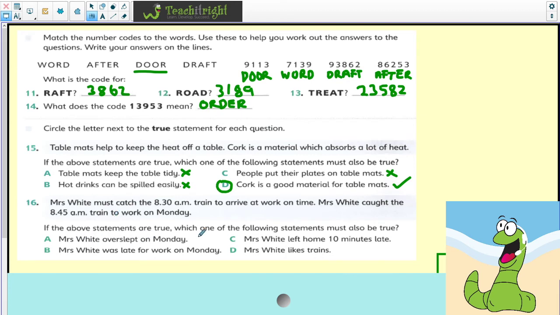Mrs. White overslept? No, it doesn't talk about that. Mrs. White was late for work? Yes, well, because to be on time, she needs to get the 8:30 a.m. train, but she ended up getting the 8:45. But I'll just check the other options. Mrs. White left home 10 minutes late. Mrs. White likes trains. So the answer was B.